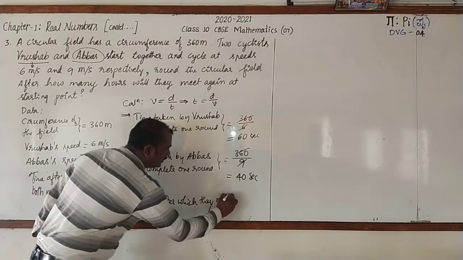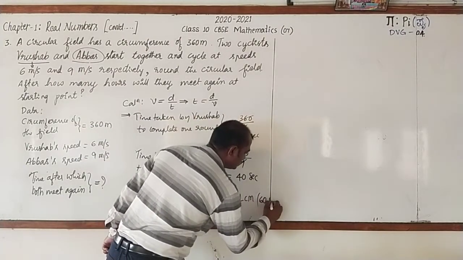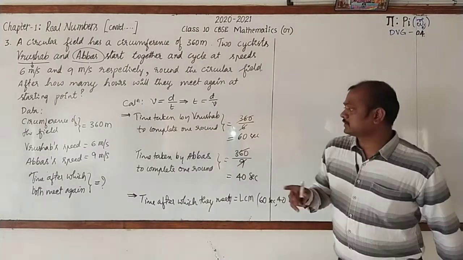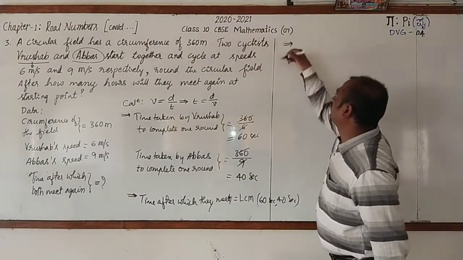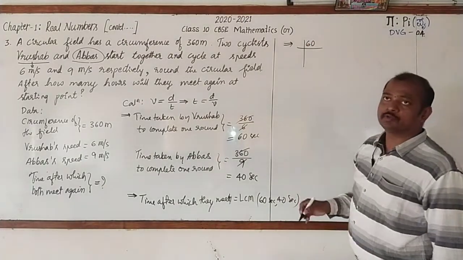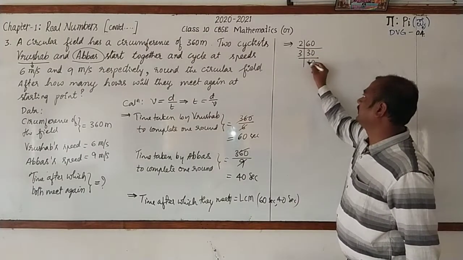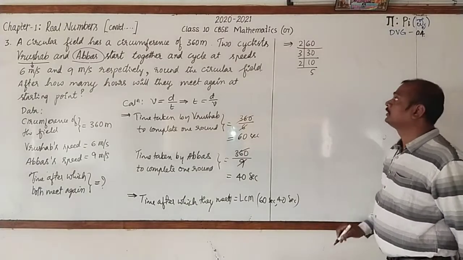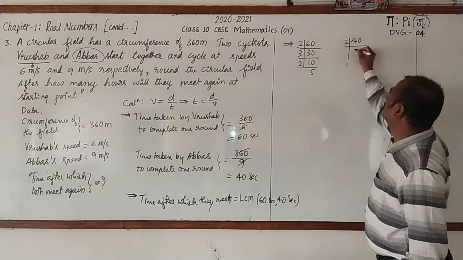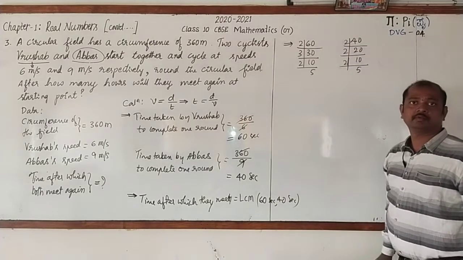What is that? It is the LCM of 60 seconds and 40 seconds. Now let us go for finding the LCM. Here I'll write 60. Find out the factorization of 60: 2 30s are 60, 3 10s are 30, 2 5s are 10. Next, 40: 2 20s are 40, 2 10s are 20, 2 5s are 10.